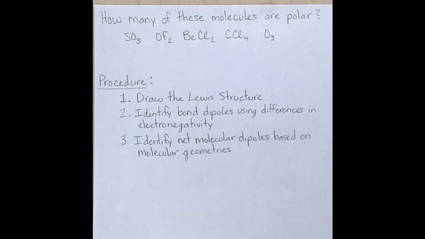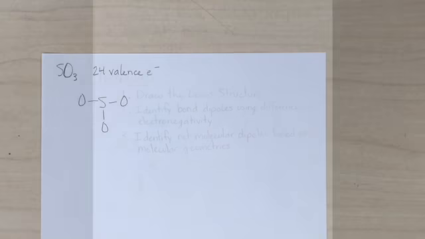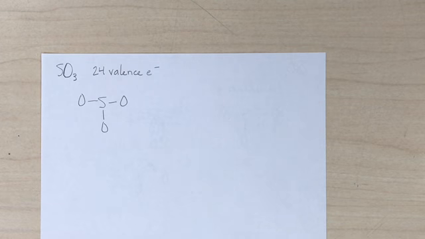First, we are going to draw the Lewis structure. Secondly, we are going to identify bond dipoles using differences in electronegativity. The third step is to identify net molecular dipoles based on molecular geometries. We will approach this problem by solving each molecule one by one. The first molecule that we are going to solve will be SO3.